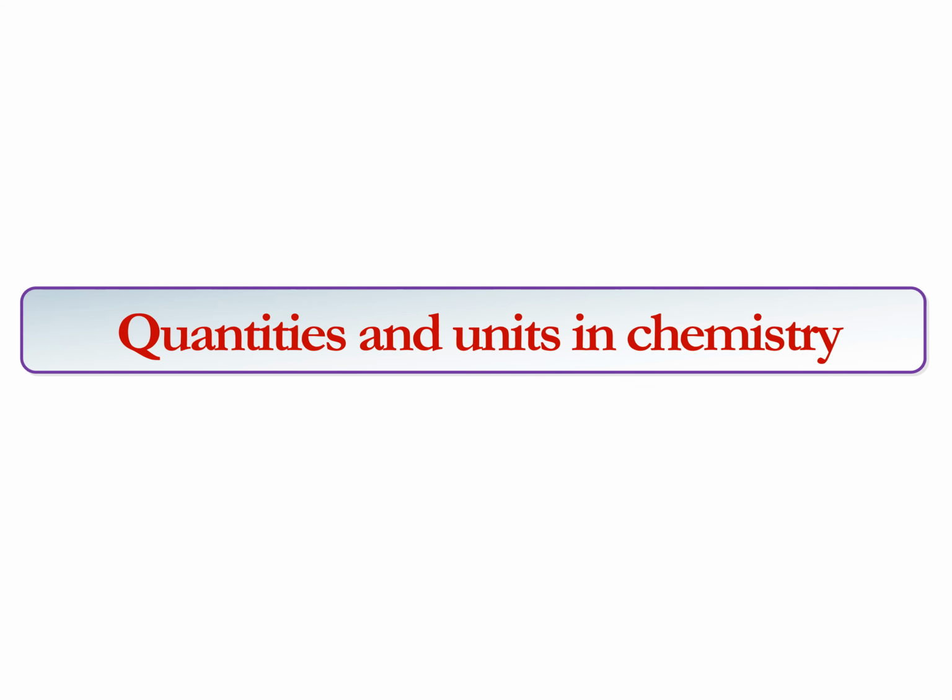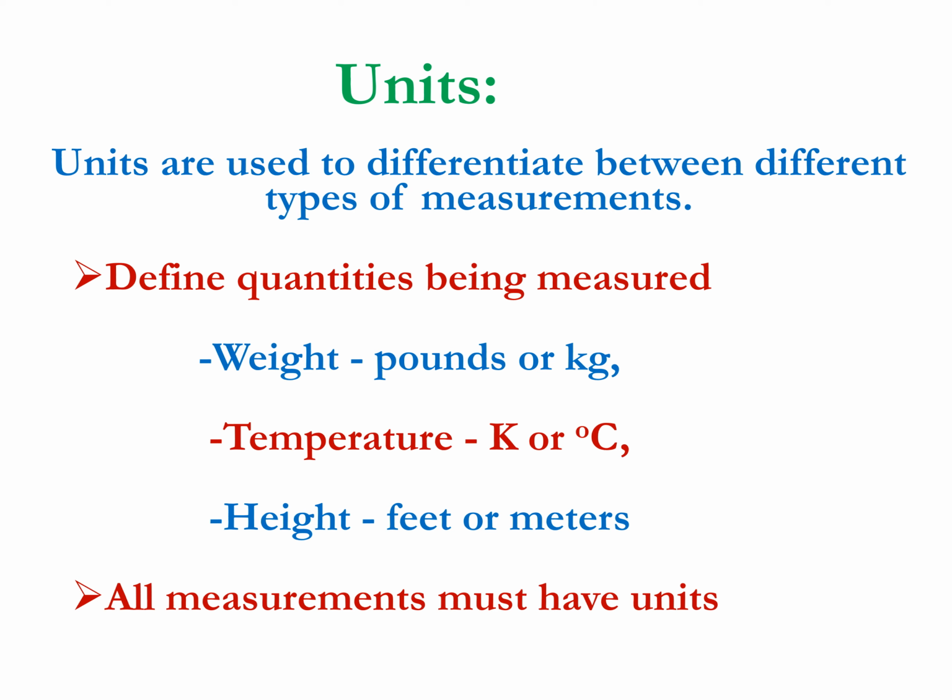So now we'll move on to quantities and units used in chemistry. So we start with units. Units enable us to differentiate between different types of measurements. Say, for instance, you measured weight, you need to specify whether it is in pounds or in kilogram. If you fail to specify the unit, that measurement would be meaningless because the person that is looking at the measurement will not know whether it is in pounds or in kilogram.